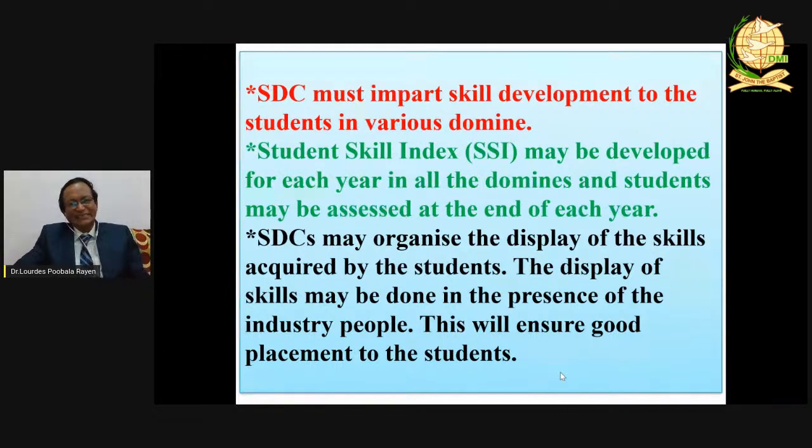We need to develop the skill sets they need to possess, and the skills we need to offer during each and every year. By offering the skills at regular intervals to all the students, according to the year in which they are studying, we can very easily assess their skills at the end of the year. See, by developing the student skill index for each and every year, we can improve their skills. Once they possess the required skill, the industry people will take our students without any question.